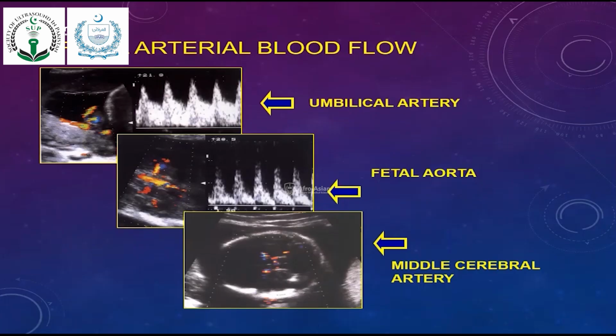So the arteries which we assess to confirm the IUGR, which is diagnosed with the help of B mode and biometry. In order to confirm it and to get the details, we use color Doppler. And with the help of color Doppler, the first three arteries which are assessed in the fetal body begin with the umbilical artery. Here is the early systolic, peak systolic, end systolic, early diastolic and end diastolic.